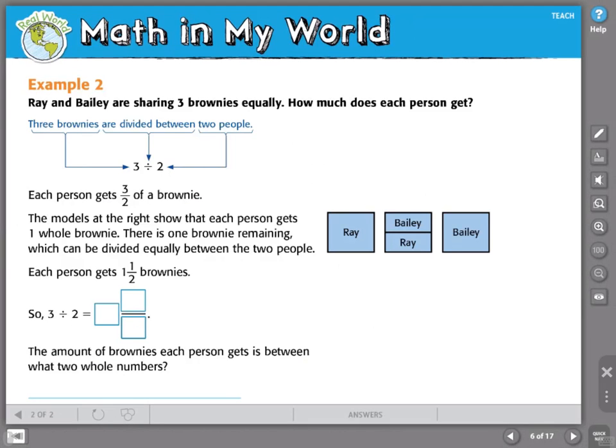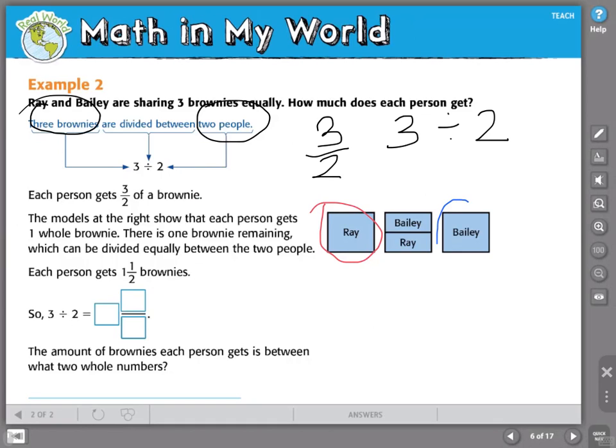Let's try another example. Ray and Bailey are sharing 3 brownies equally. How much does each person get? This time we have 3 brownies and they're being divided between 2 people. So each person gets 3 halves of a brownie. 3 brownies divided by 2 people. The models at the right show that each person gets 1 whole brownie.